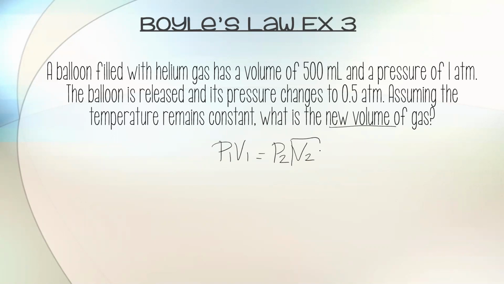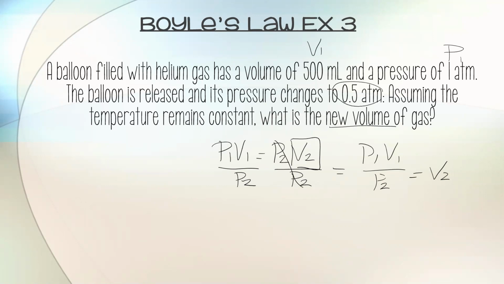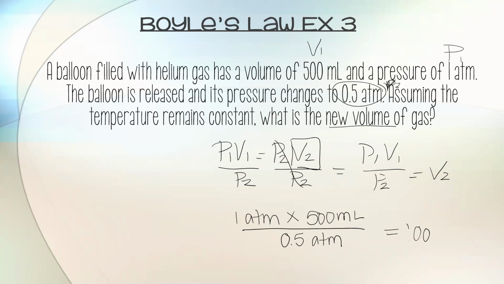what is the new volume? So I'm solving for V2. Divide both sides by P2. P1 V1 over P2 equals V2. Now I have to figure out what's what. So V1, 500, P1, 1 atm, and here is P2. Let's just plug it in. P1, 1 atm, times V1, 500 milliliters, all over P2. And remember, if you're not in atmospheres or milliliters or liters, you have to convert, which we haven't done yet, but you will have to do eventually. So 1 times 500 divided by 0.5, and you get 1,000 milliliters for V2.